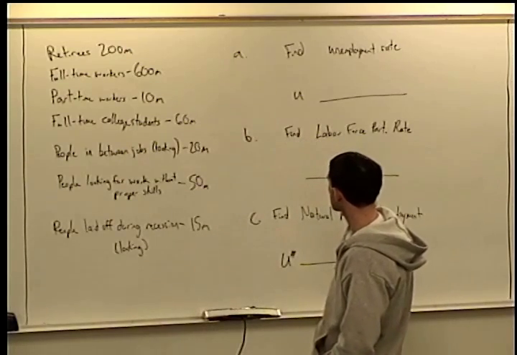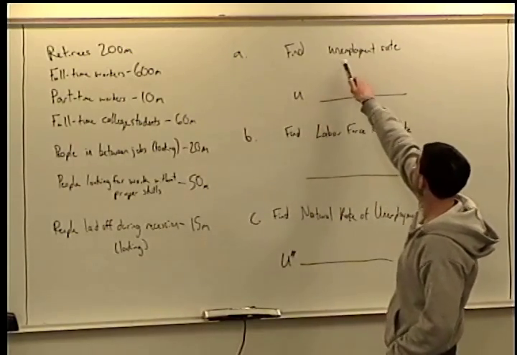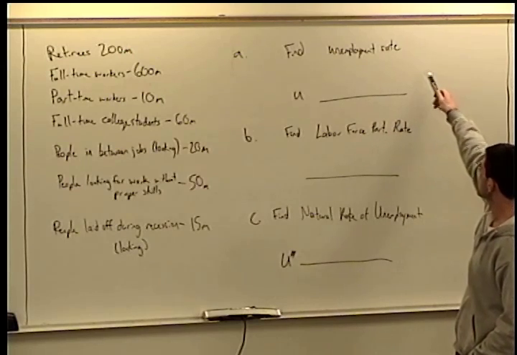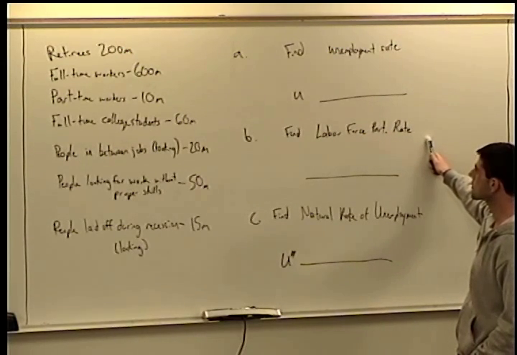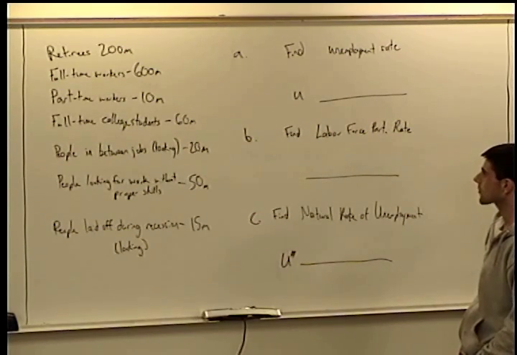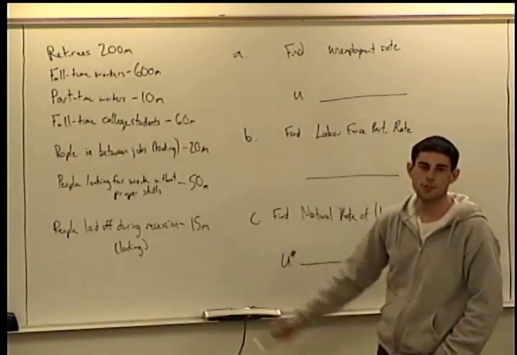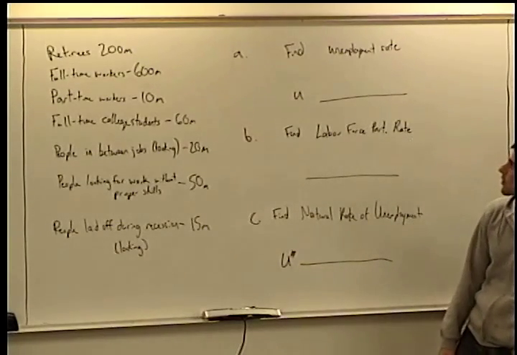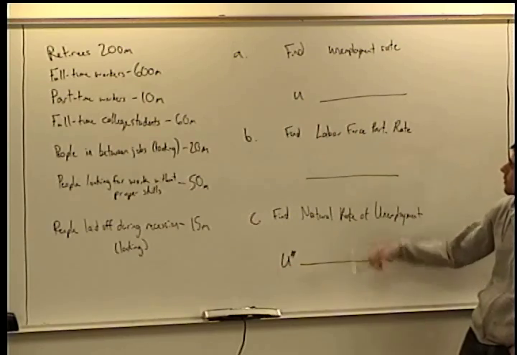million of them. So I want you to find the unemployment rate, and then I want you to find the labor force participation rate, and then I want you to find the natural rate of unemployment in this economy given this situation. So go ahead and pause your video, and when you're finished, hit play, and we'll go through the answer.